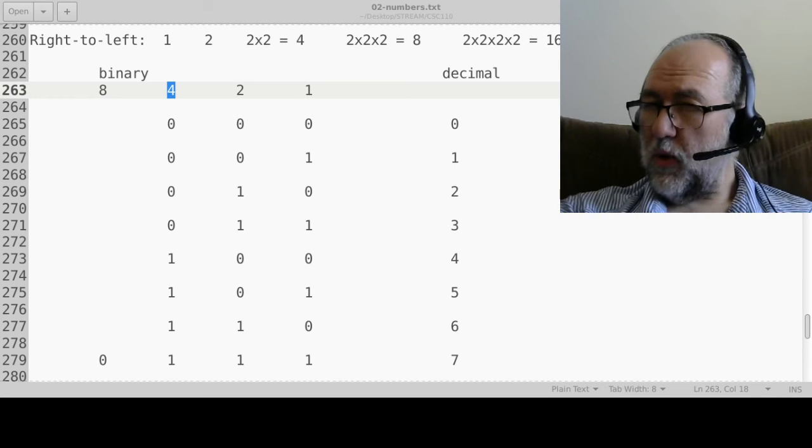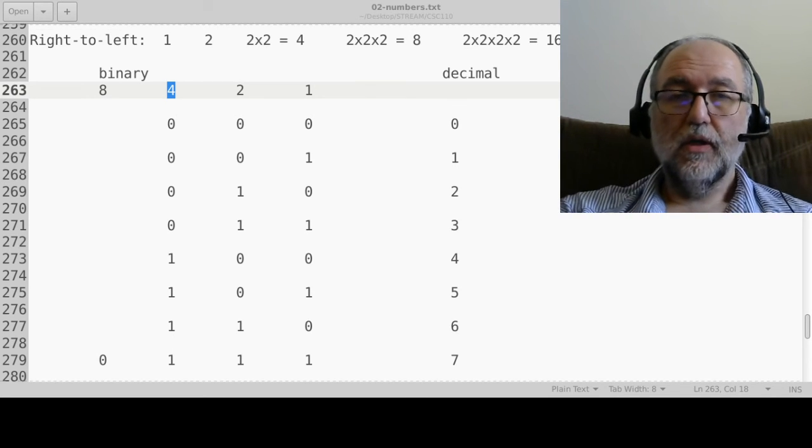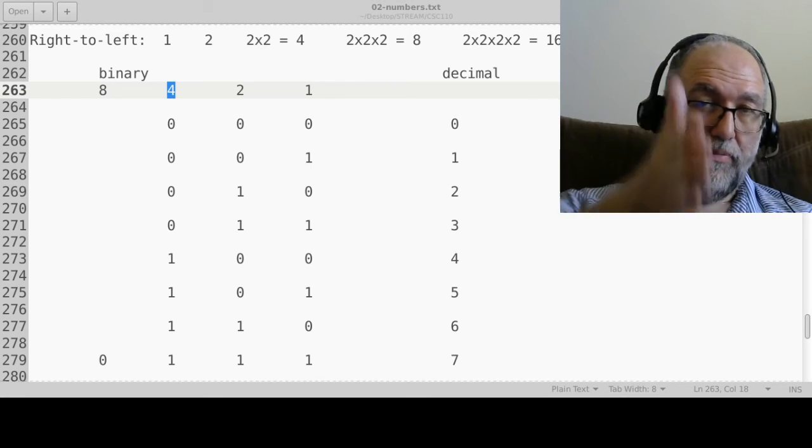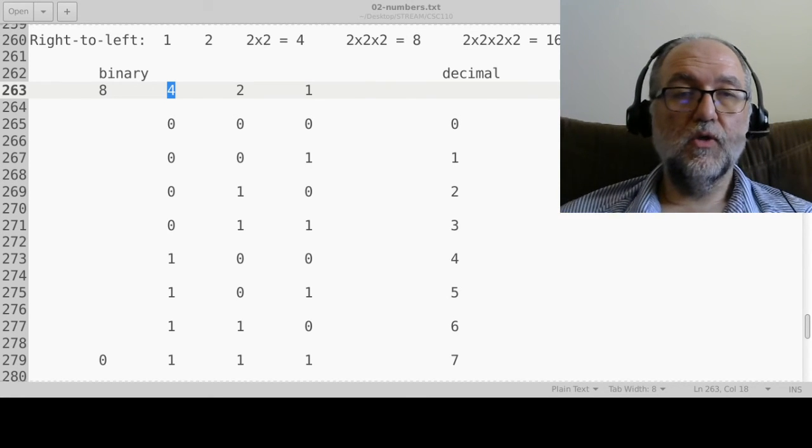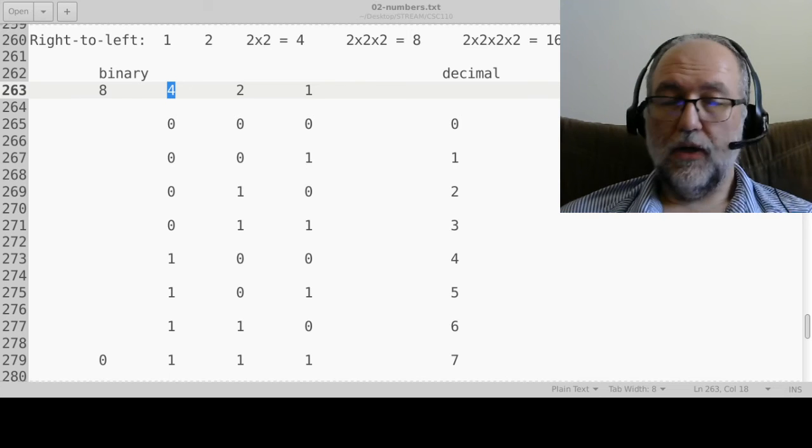The 16 column, which is the next one over, 16, 2 times 8, right? So 16's column is going to be 16 zeros followed by 16 ones and so on. And it goes on like that.